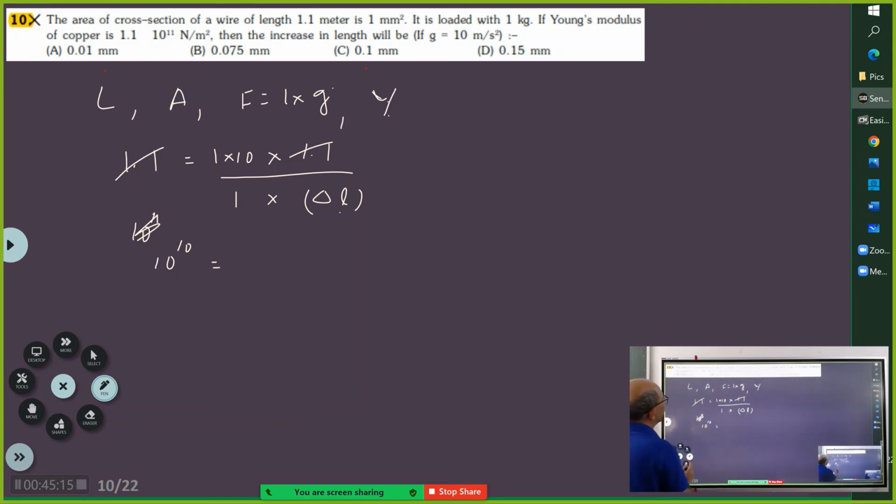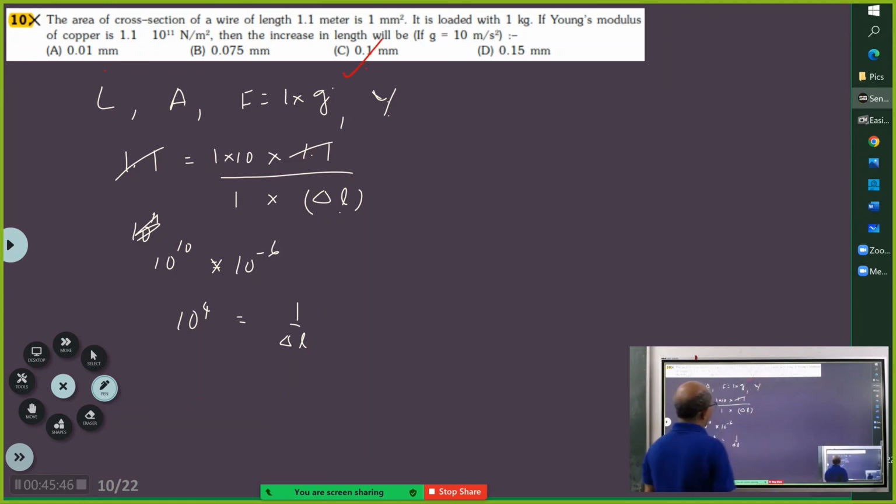And the area they have given is 1 millimeter square, so the area of the cross section is 10 to the power of minus 6. If you multiply it by 10 to the power of minus 6, you will be left with 10 to the power of 4. And this will be equal to 1 upon delta L. So delta L will be equal to 1 upon 10 to the power of 4, that is 10 to the power of minus 4 meters, which means 0.1 millimeters. Correct? 0.1 millimeters. We are going to calculate this quickly, without any confusion. Right.